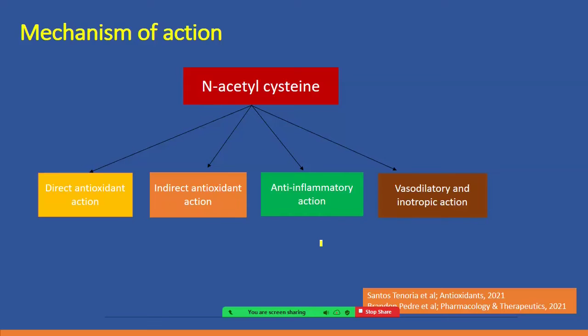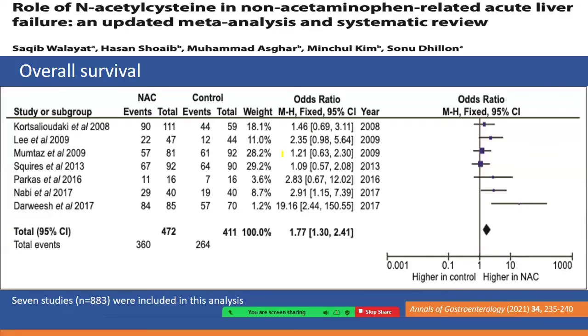Third one is its anti-inflammatory action. It works by suppression of nuclear factor kappa beta, which is instrumental in the synthesis of inflammatory mediator cytokines, and hence by inhibiting nuclear factor kappa beta, it leads to its anti-inflammatory action. Fourth, it has also been shown to have some vasodilatory and inotropic action, and it improves hepatic perfusion. So these are the predominantly 4 mechanisms by which N-acetylcysteine acts.